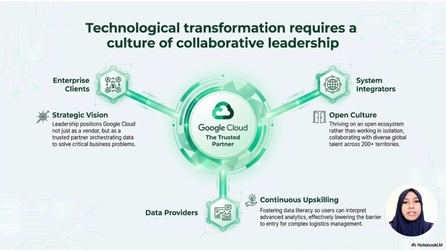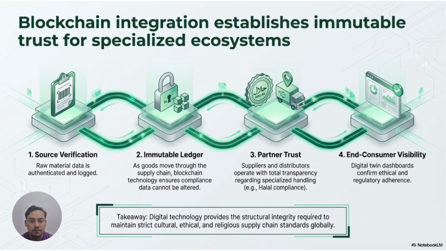Next, this slide shows that technology is not enough. Collaboration is essential. At the center is Google Cloud acting as a trusted partner, connecting different stakeholders. On one side, enterprise clients benefit from strategic guardians, where technology is aligned with the business goal. On the other side, system integrators contribute by building solutions within an open and collaborative ecosystem. Data providers supply the necessary information while continuous upskilling ensures that users can effectively use advanced analytic tools. The main idea is that successful digital transformation depends on collaboration between technology, people, and partners, not just the system itself.